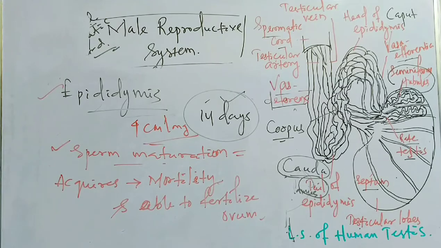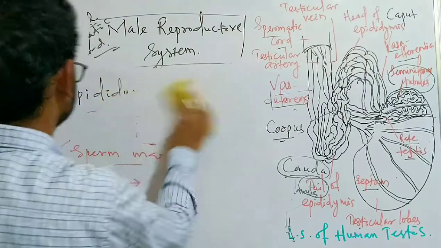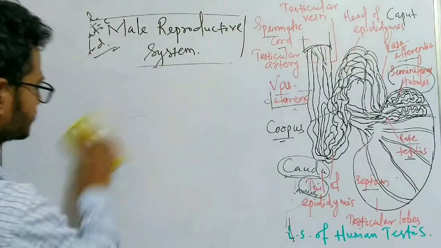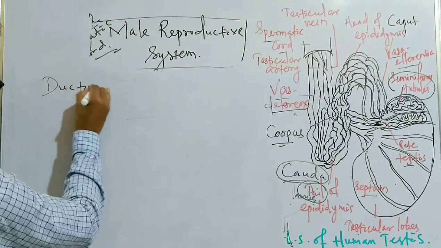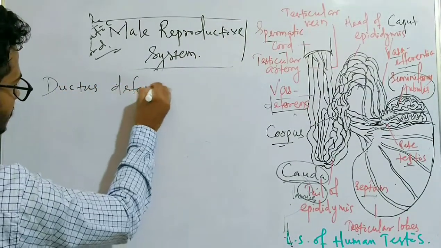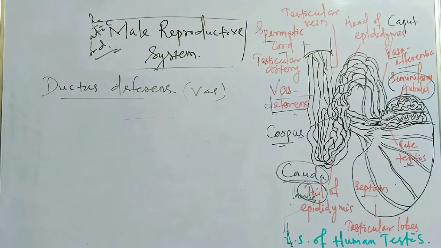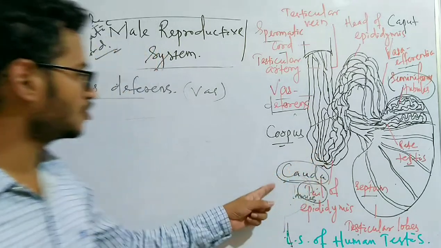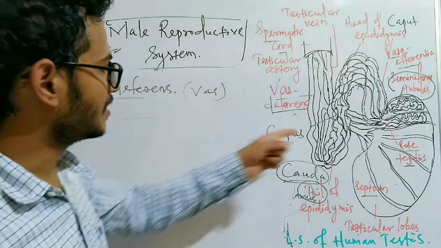So let's discuss the vas deferens or the ductus deferens. Vas deferens is also called the ductus deferens. We can also write here as vas deferens. Okay, within the tail of the epididymis, within the tail means the cauda of the epididymis, the ductus epididymis becomes less convoluted.